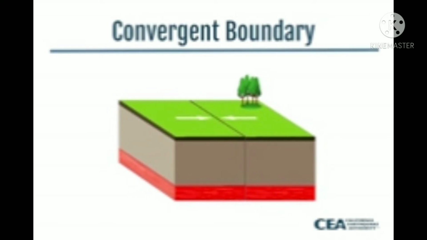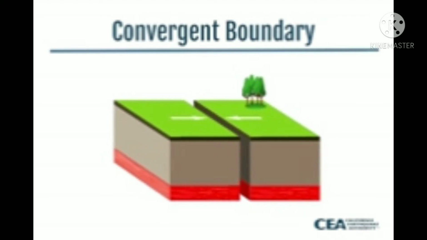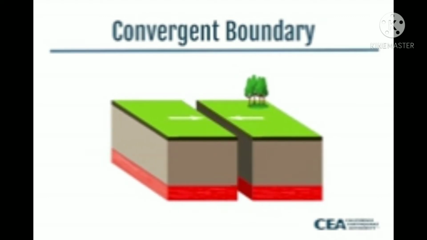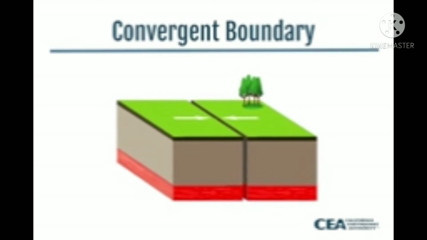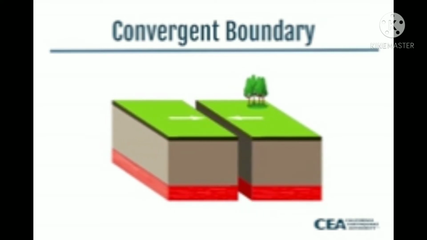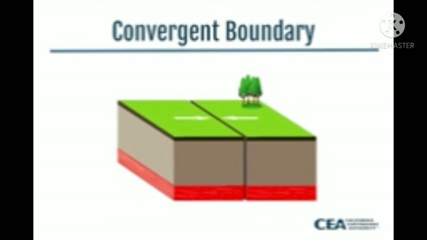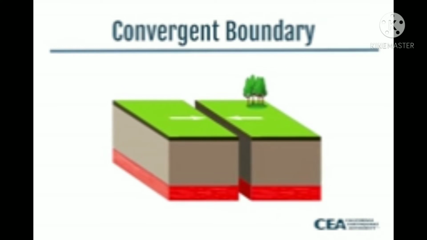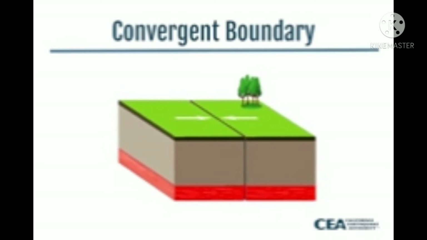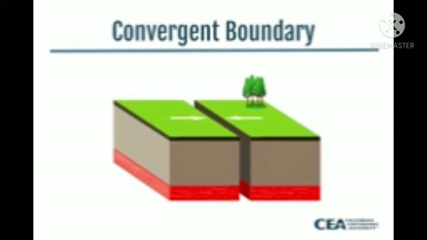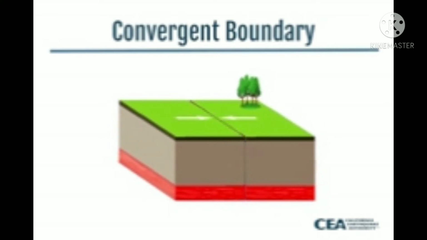When two tectonic plates push into one another, the boundary where they meet is called a convergent boundary. What happens at a convergent boundary depends on what kind of crust, continental or oceanic, the leading edge of each tectonic plate has. There are three types of convergent boundaries: continental to continental, continental to oceanic, and oceanic to oceanic.